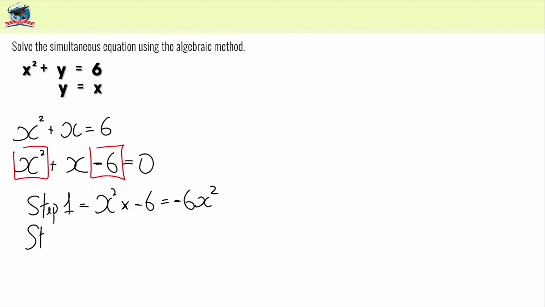Step 2, we take the middle one. Now, this is the middle one here. So take the middle one. The middle one is x. Good. Okay, it's a positive x, so we just leave it as x. Let's tidy up to make it lovely.